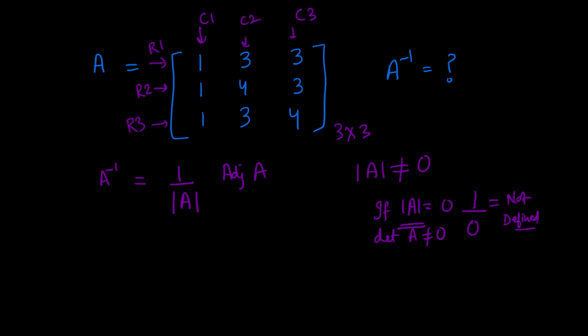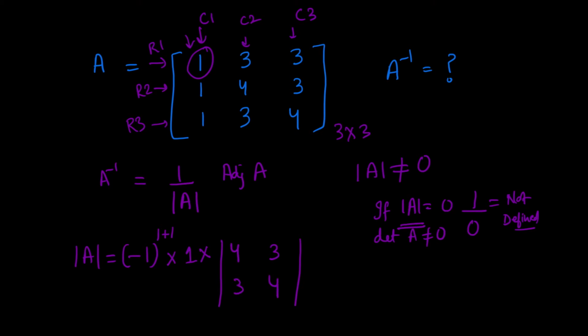So let's find out the determinant of a 3 by 3 matrix. The first thing is you need to look at the element corresponding to first row and first column, which is 1 in this case. So it's minus 1 to the power 1 plus 1 corresponding to A11, times A11 which is this 1, and then you will find the determinant of the elements not corresponding to first row and first column. In this case it will be 4, 3, 3 and 4. Because if you don't look into this row and this column, then it's 4, 3, 3 and 4.